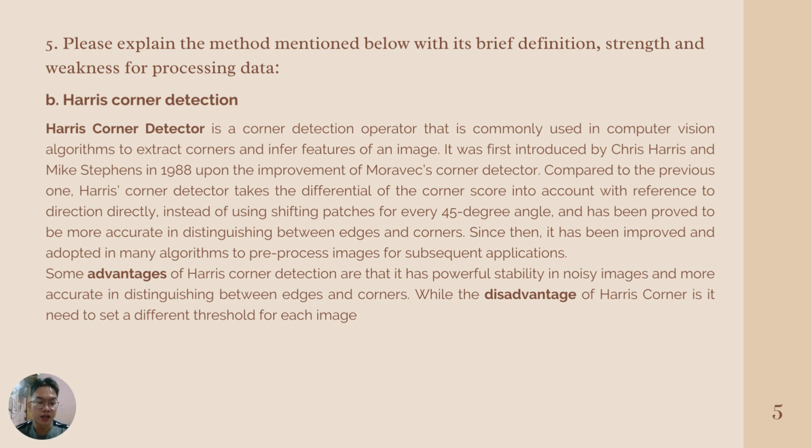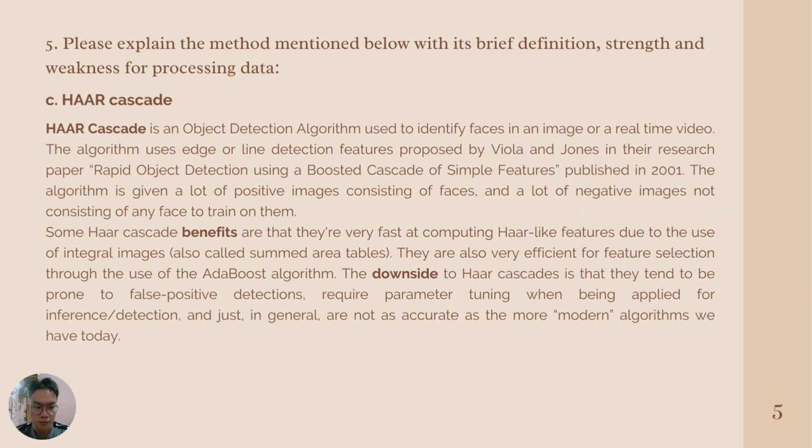Some advantages of Harris corner detection are that it has powerful stability in noisy images and is more accurate in distinguishing between edges and corners. While the disadvantage of Harris corner is that it needs to set a different threshold for each image.